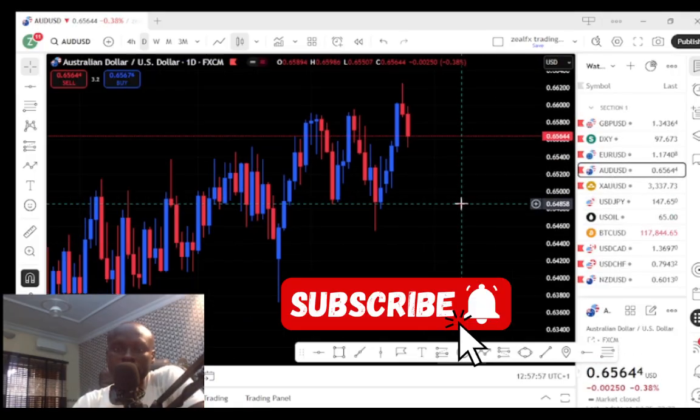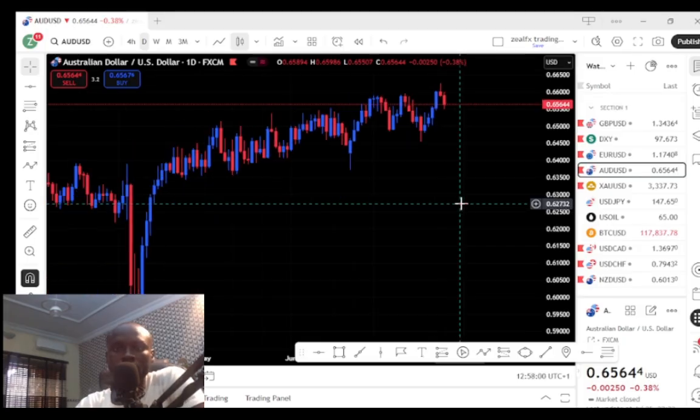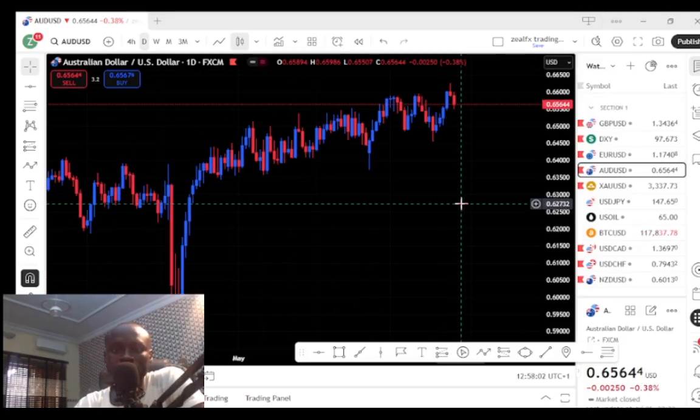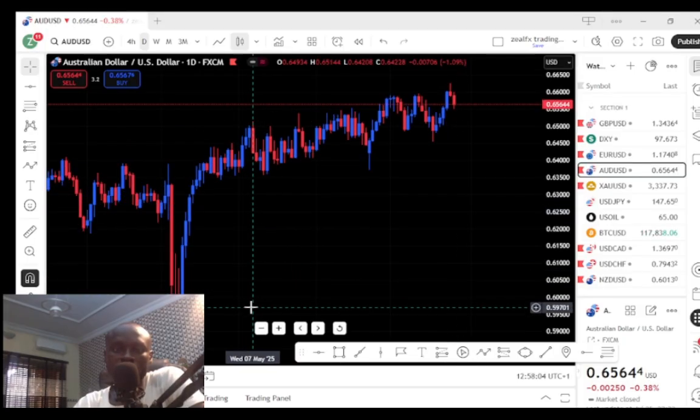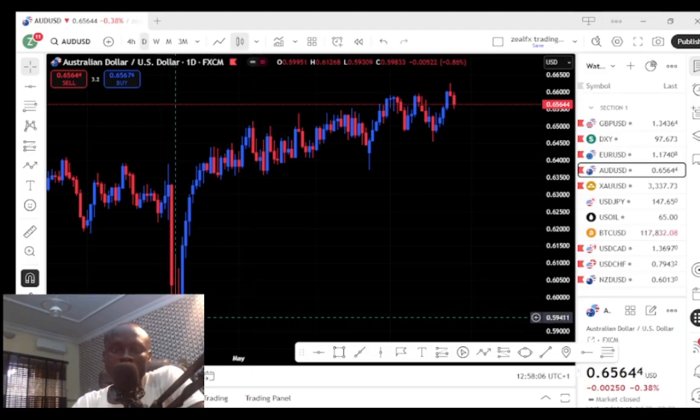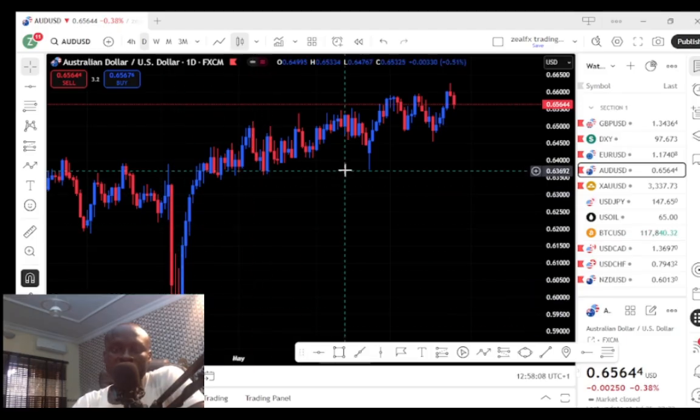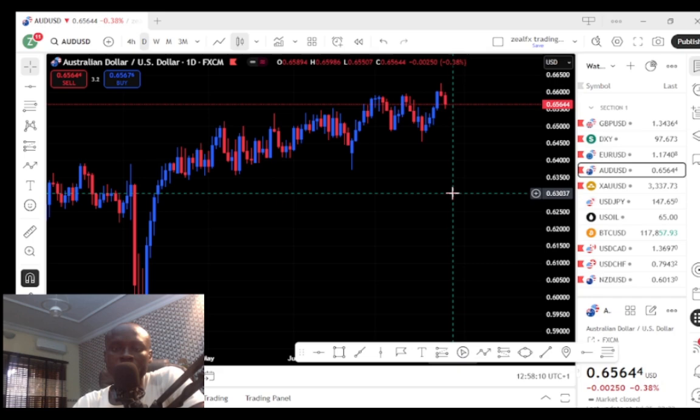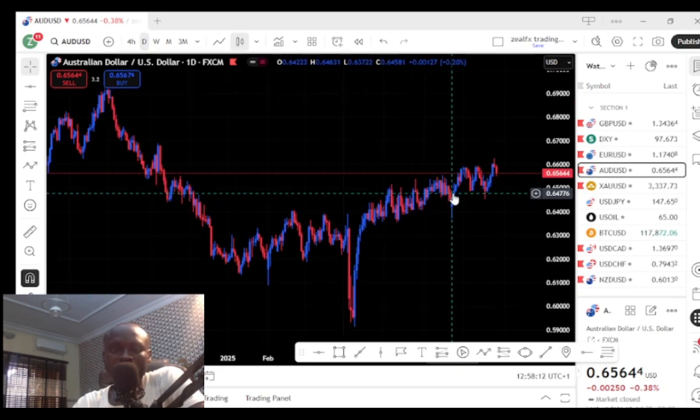AUDUSD. AUDUSD on my daily chart has an uptrend structure. We still have a series of higher lows. So we have a lower low here, we have a higher low, higher low, higher low. So we expect AUD to continue to push higher. So we're expecting price to move to this next.